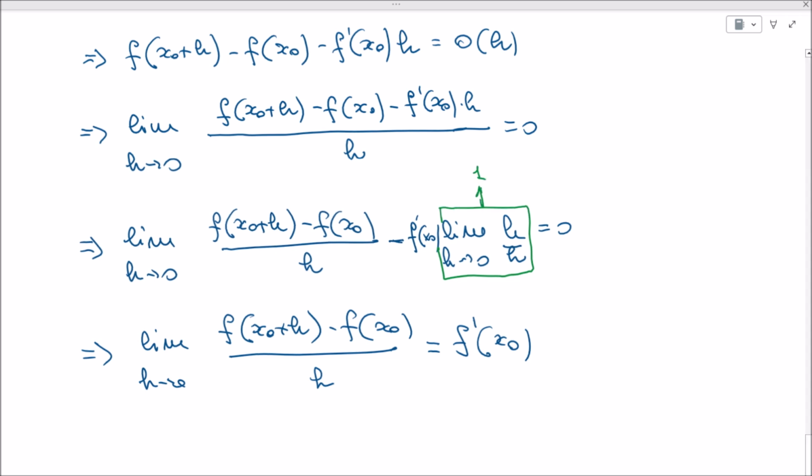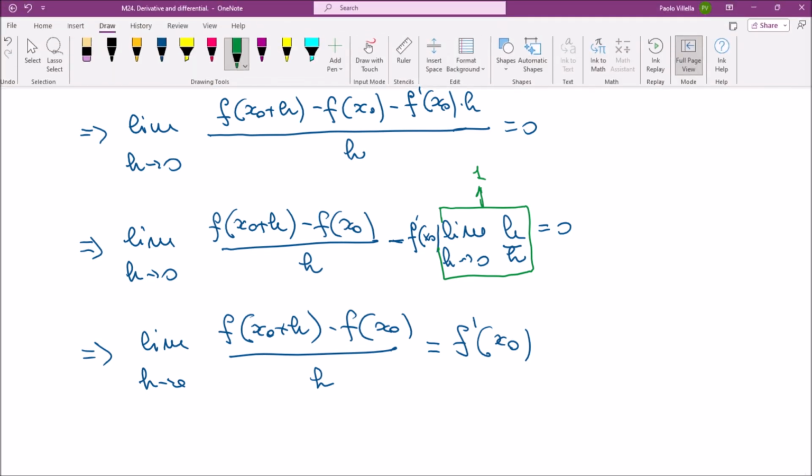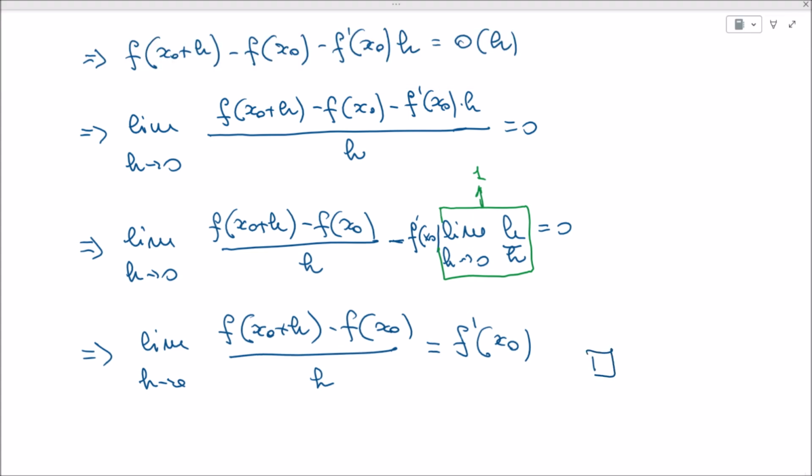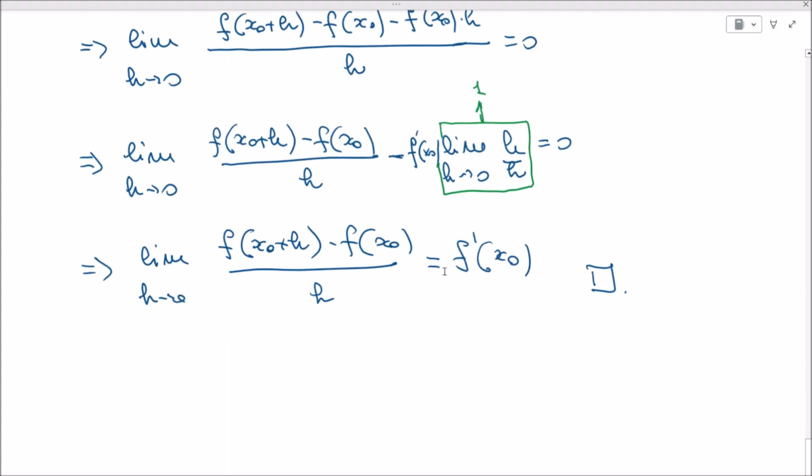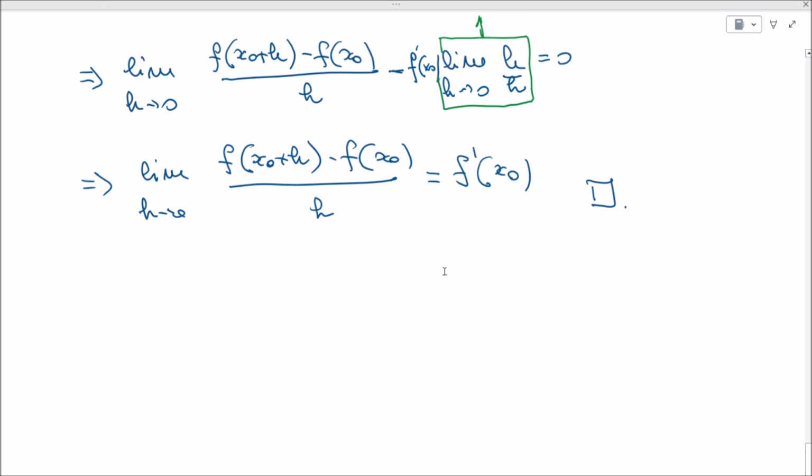This is equal to 1, and taking f prime of x naught to the right hand side, we have exactly this. So this basically proves the necessary condition. Okay, so let's go to the second part of the proof. So this is part 2 now, and we want to prove this arrow.